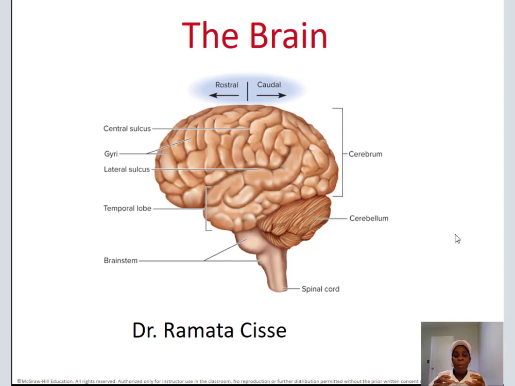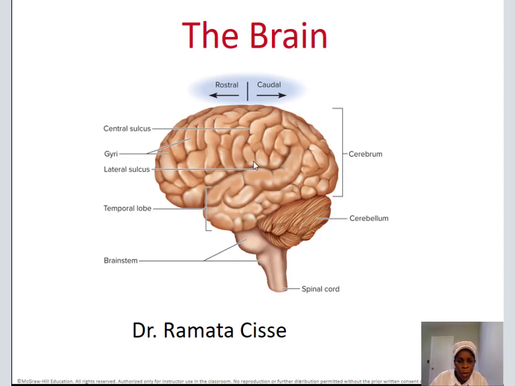Some of them come out of the brain. We call them cranial nerves. There are 12 pairs of those. Some of them come out of the spinal cord. We call them spinal nerves. There are 31 pairs of those. Today we'll talk about the central nervous system because we're going to talk about the brain.